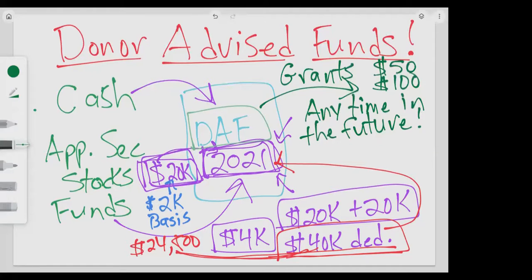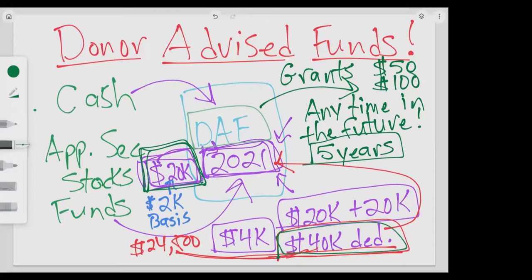Now watch this. You put $20,000 over here, right, of stock. But you told me, Kaleb, I only do $4,000 a year of giving. Okay, then you just front loaded 5 years of giving. 4,000 times 5 is 20. If you put 20,000 in here, you receive the deduction. Here's that $40,000 deduction down here, 20 plus 20 in our example. That is much higher than 24,800 standard deduction. You get the tax deduction in that year, and you can grant it out any time in the future.